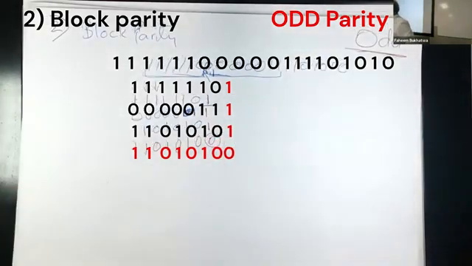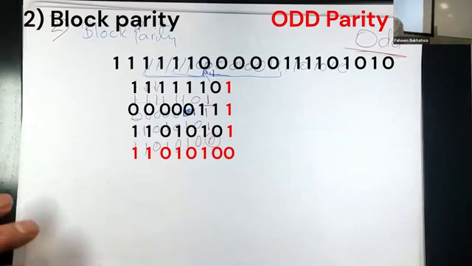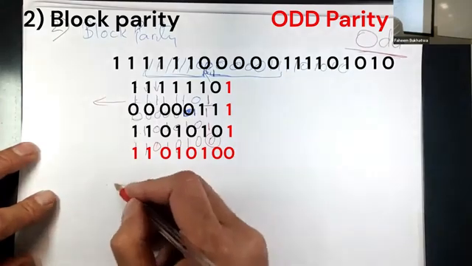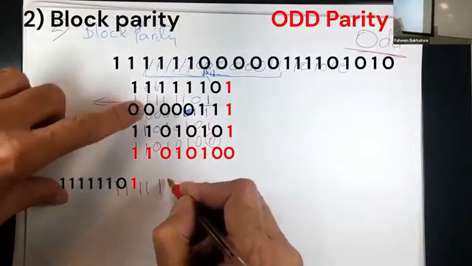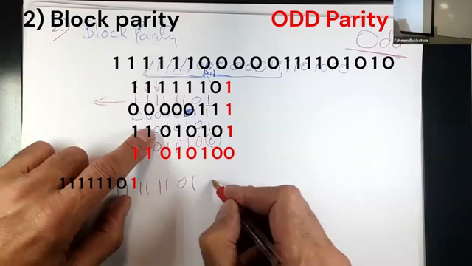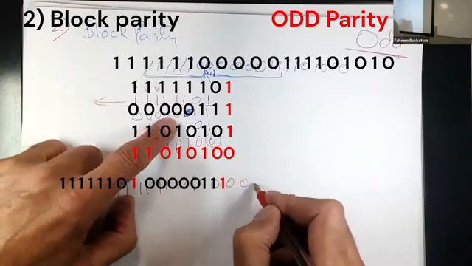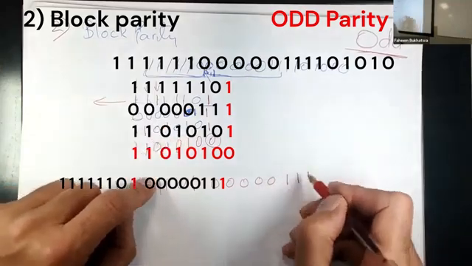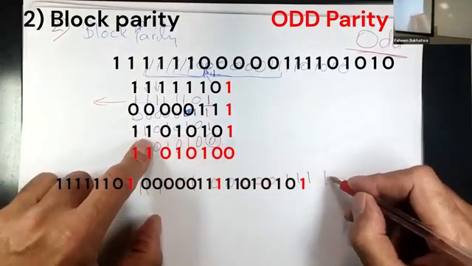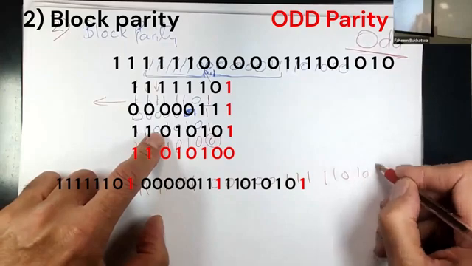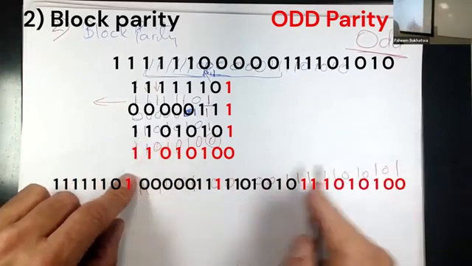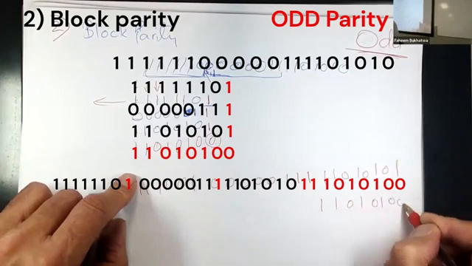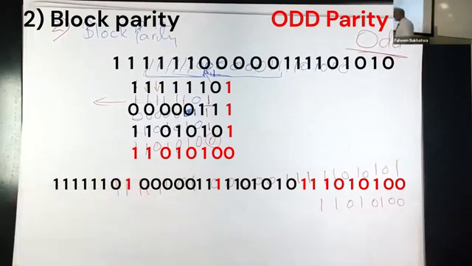Okay. So that's what we send now, and we send them 1 byte at a time. So we first send that. That's 1, 1, 1, 1, 0, 1, followed by 0, 0, 0, 0, 0, 1, 1, 1, followed by 1, 1, 0, 1, 0, 1, 0, 1, followed by the last byte, which is 1, 1, 0, 1, 0, 1, 0, 0. So that's the frame now.